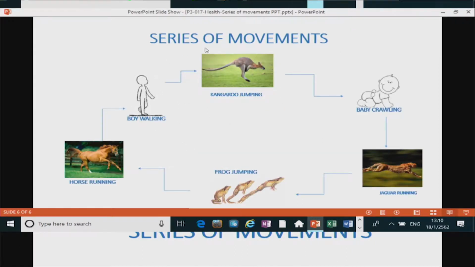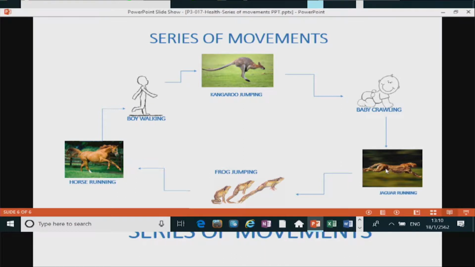Now, let's have a look at the series of movements that we've practiced already. What animal is this? Kangaroo. What movement does a kangaroo do? So we can say kangaroo jumping. Kangaroo jumping. And who is this? Baby. What's the baby doing? Crawling. Babies can't run. Babies can't walk yet, so they have to crawl.